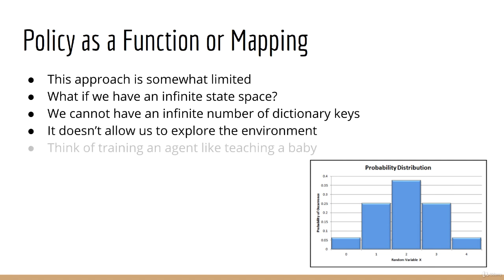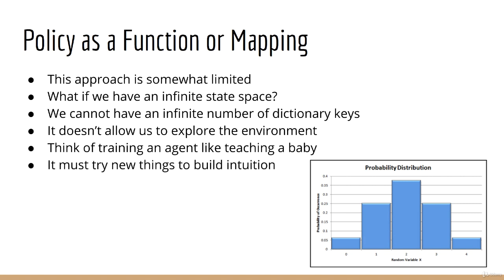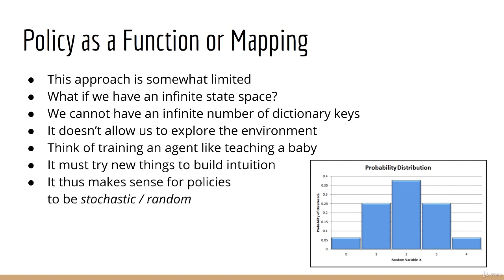Think of training your agent like teaching a baby. At first, a baby knows nothing. It must try new things in order to figure out how the world works and build up its intuition. A reinforcement learning agent is the same way. If it has a fixed policy and it only does the same thing all the time, then it can't gain new experiences. Thus, it makes sense for policies to be stochastic.